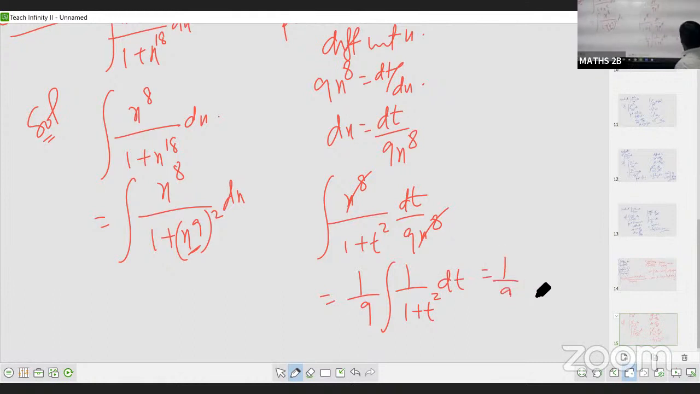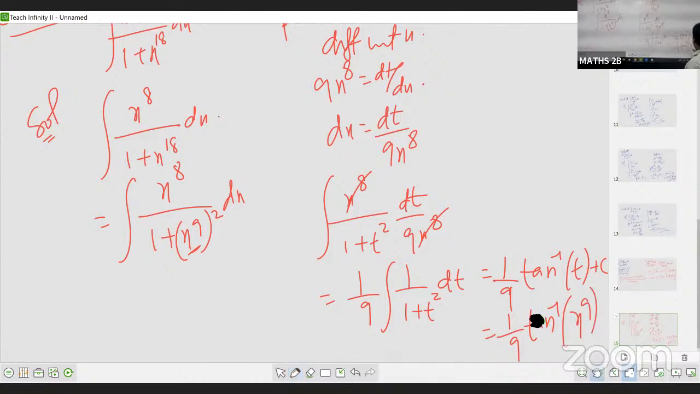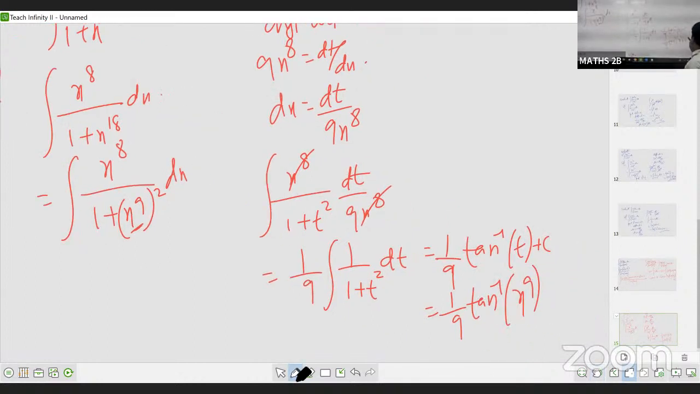That is 1 by 9 tan inverse of t plus c, that is tan inverse of x power 9 plus c. Is it clear?